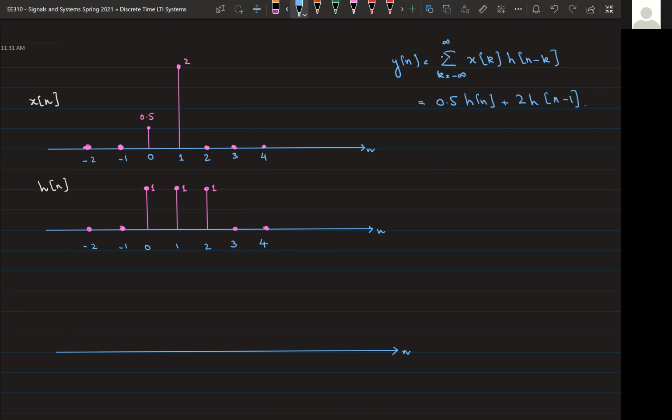Sir, yes, we can do it with step functions, right? If that's how you want to do it, you're welcome to do that, right? So we are saying that h of n is equal to u of n minus u of n minus 2. That's what you're saying, right? Yes, sir. But I'd say there's a slight bit of a problem here.